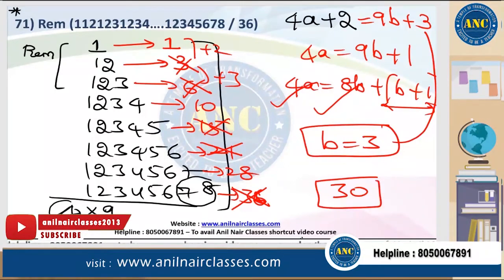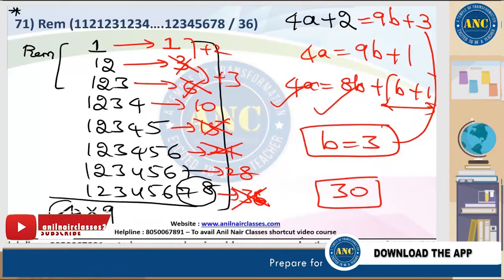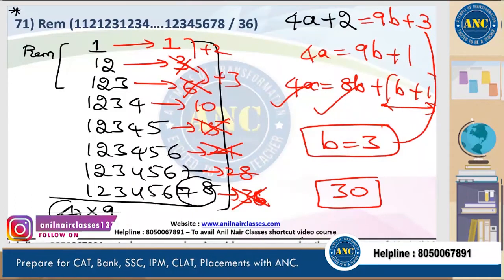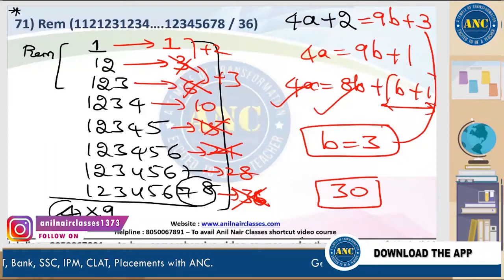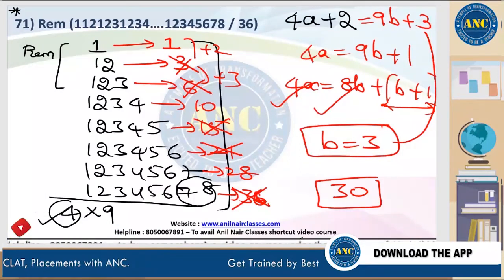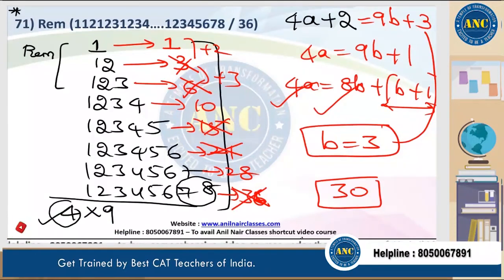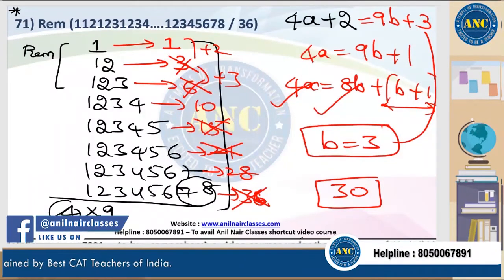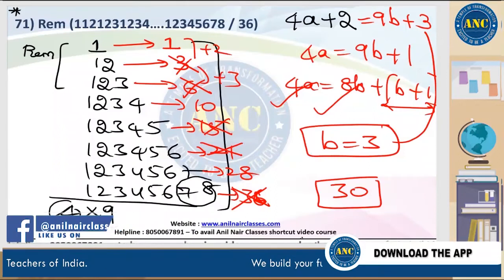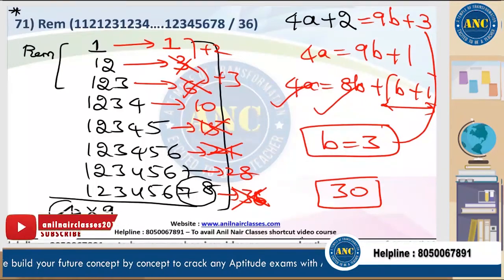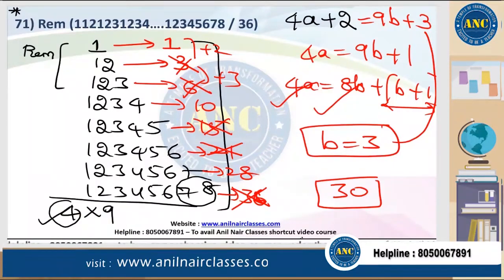When divided by 36, 36 is 4 into 9. Divisibility rule of 4 is last two digits should be divisible by 4. 78 divisible by 4: 4 19s are 76 plus 2 remainder. When divided by 9, instead of adding the digits, what you can do is: 1 is 1, 1 plus 2 is 3, 1 plus 2 plus 3 is 6. Here first I am adding 2, then 3, then 4, then 5, then 6, then 7, then 8.